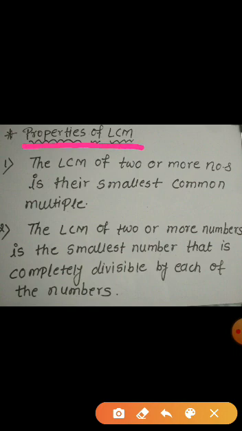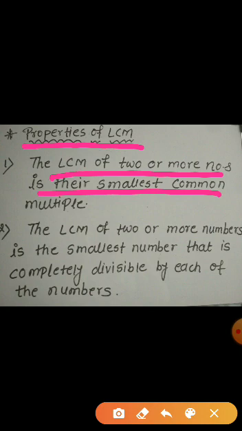First property is the LCM of two or more numbers is the smallest common multiple. How to find the multiples of the given numbers? We already learned about this. The first or the smallest common multiple of the given numbers is called the LCM, that is lowest common multiple.